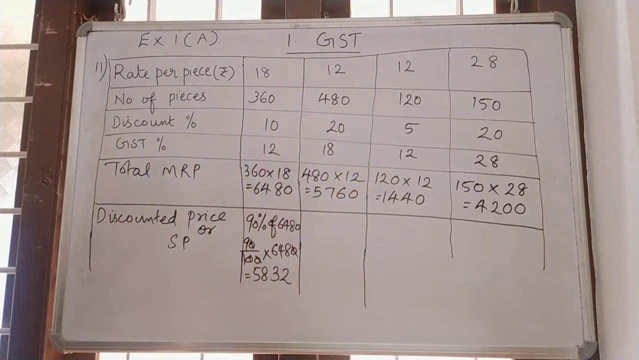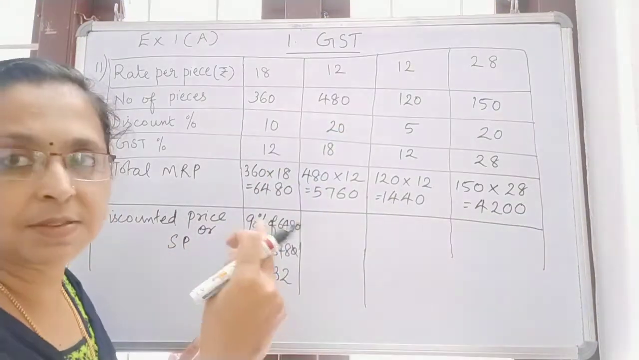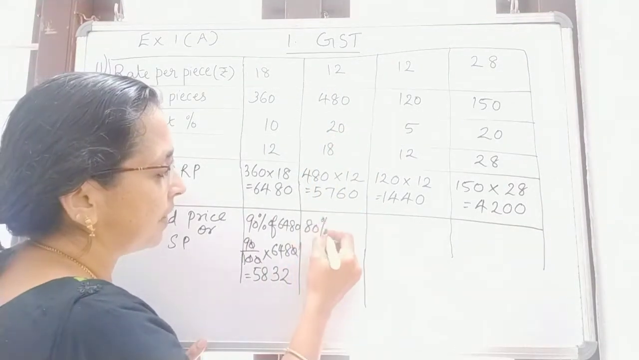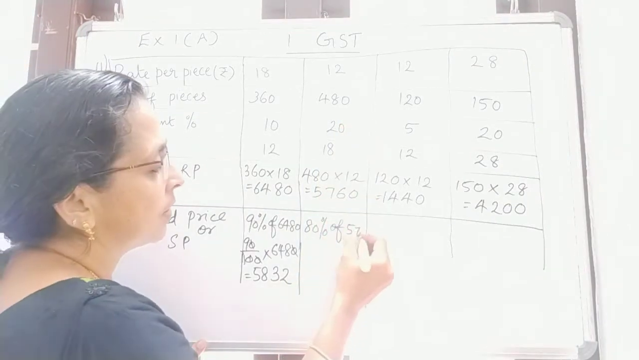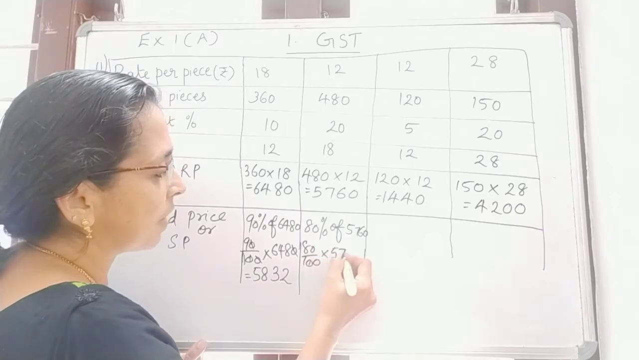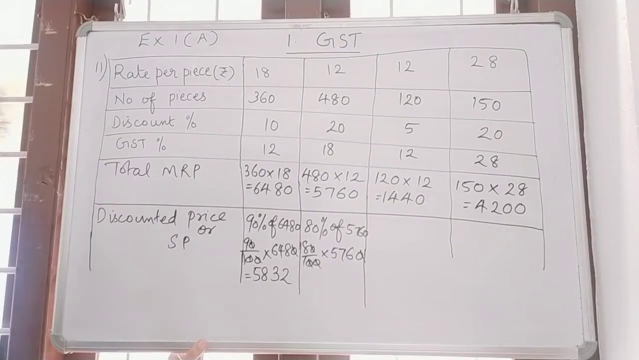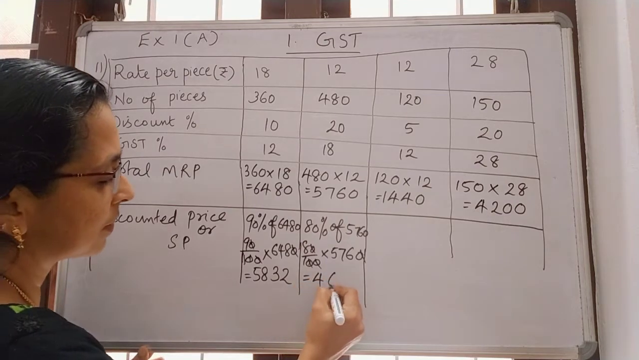20% discount they are giving. 20% discount means what percentage do we have to pay? 80%. So 80% of which one? 5760. This is 80 by 100 into 5760. The zeros here also we can cancel. So 8 into 576 is equal to 4608.